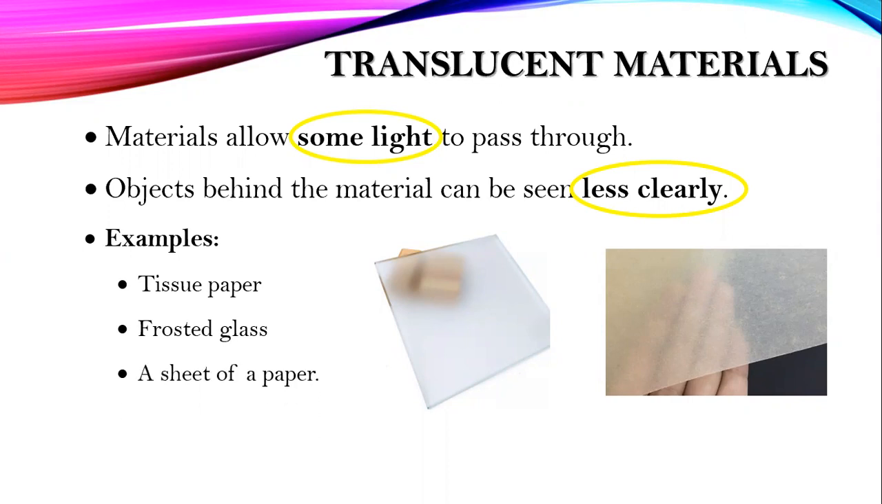A sheet of paper also is a translucent material. So one more time, translucent materials are materials that allow some light to pass through. And that's why objects behind the material can be seen less clearly, with some details, not in full detail. Like the tissue paper shown in the picture, there is a hand behind the tissue paper, but you can see it less clearly. Same as the frosted glass, you can see what's behind it, but less clearly too.